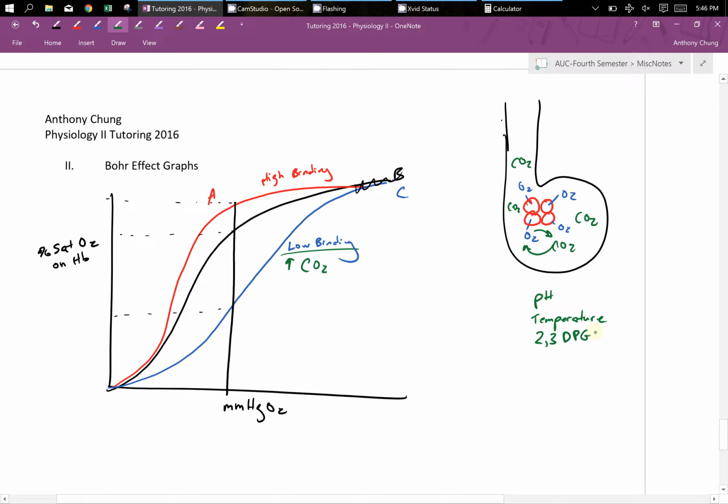When you are at your feet, do you have high CO2 or very low CO2? High CO2. If you have high CO2, what is it going to do to pH? Down. If it's down, do you want to be releasing oxygen or do you want to be taking it in? Do you want to give up oxygen or take oxygen in? Remove it. So do you need binding to be high or low? Low binding. So when your pH, like in your feet, goes down, the binding of oxygen is less.